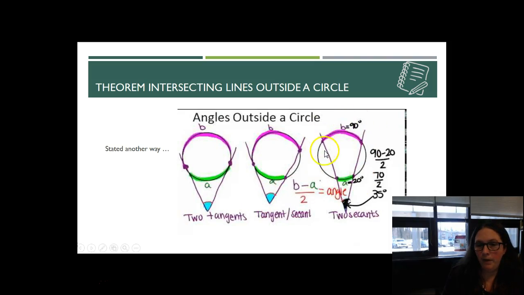And then here's a worked example for you. If you have two secants which are both cutting through the circle, you would take the measure of arc B minus the measure of arc A, divide it in half, and you would end up with the measure of the angle that sits outside of the circle. In this example, B was 90 and A was 20, so they took 90 minus 20, got 70, divided it in half, and the angle on the outside is 35 degrees.